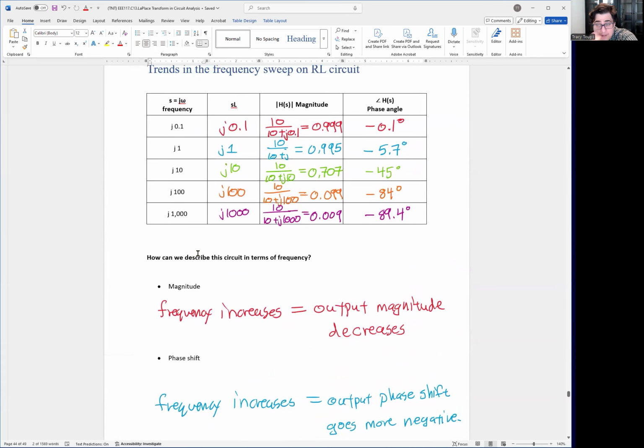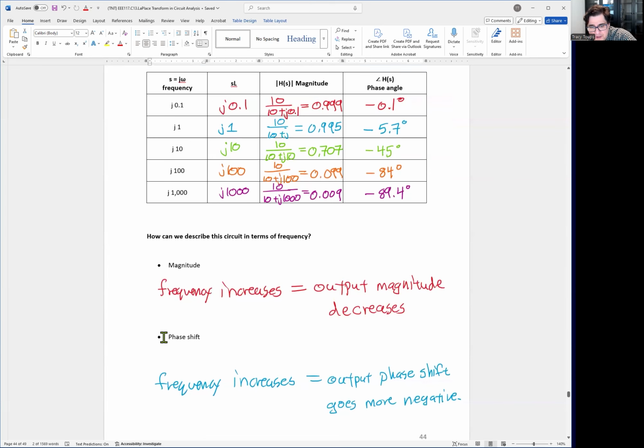What are the trends that we see? As the frequency increased, we notice our output magnitude decreased. It started at 0.99, 0.995, 0.707, 0.099, 0.00. You can see a pretty drastic decrease, especially at omega equals 10.